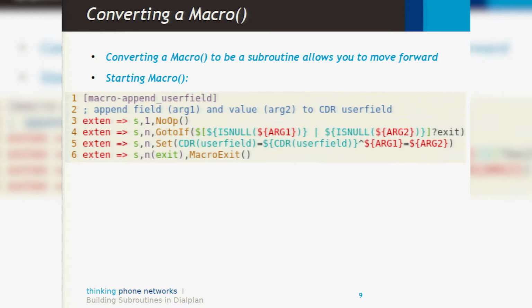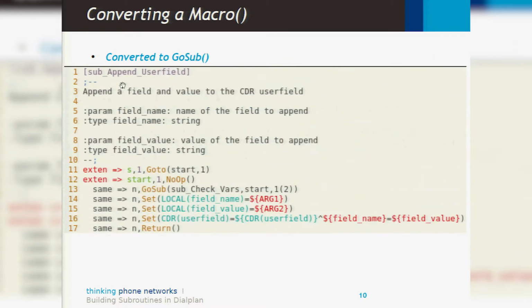Line 4 just does a check, make sure I have 2 arguments, and if I don't, then I just jump out of the macro. So the same thing re-implemented in subroutine looks something like this. Thanks to Paul for the documentation style. I now build things out that way so that they can actually be parsed out, so my subroutines are now also documented.